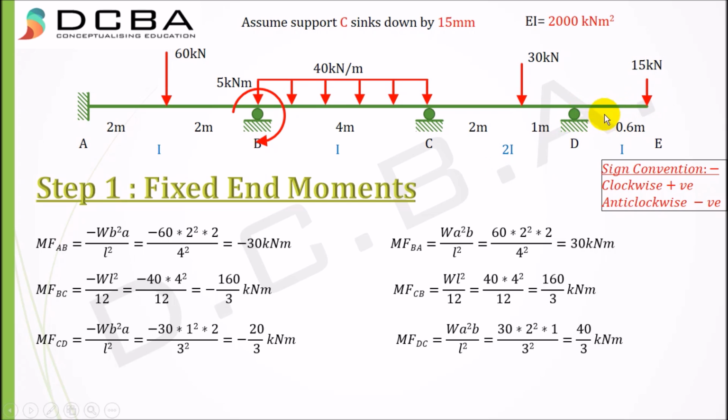And MFDE is the cantilever moment, that is 15 into 0.6. So MFDE is minus W into L, equal to minus 15 into 0.6, equal to minus 9 kilonewton meter. Again, it's an anti-clockwise moment. This completes our step 1.